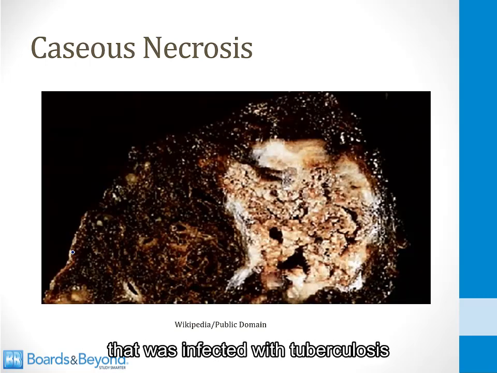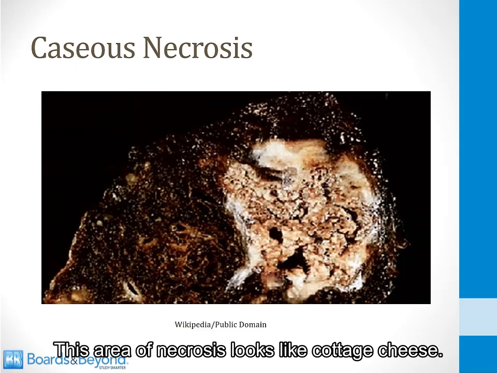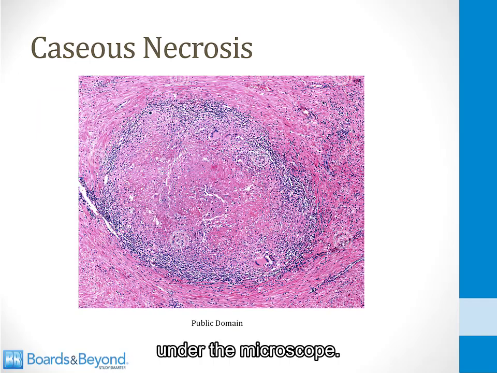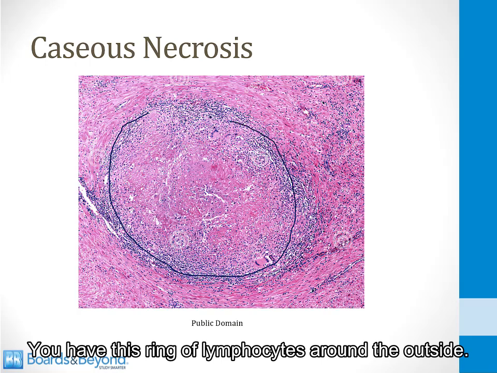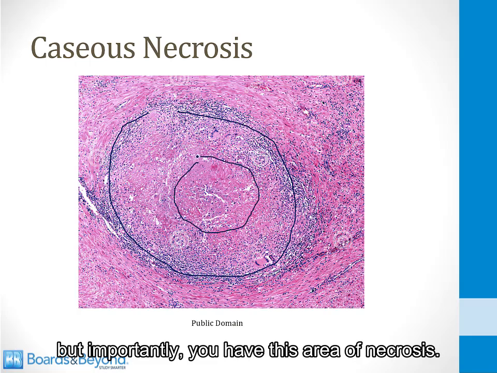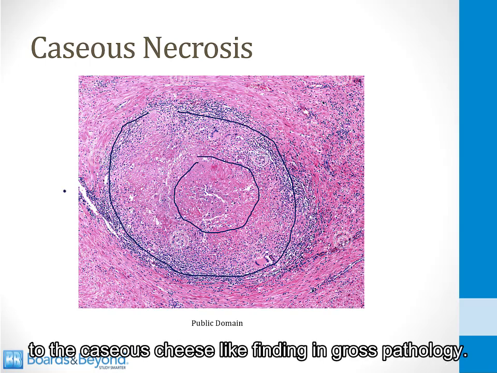Here's a picture of a lung that was infected with tuberculosis, and you can see why it's called caseous necrosis. This area of necrosis looks like cottage cheese. And here's an example of a caseating granuloma under the microscope. You have this ring of lymphocytes around the outside. In the middle, you can find epithelioid cells and giant cells, but importantly, you have this area of necrosis. It's just pink material in the middle, and that is what contributes to the caseous cheese-like finding on gross pathology.